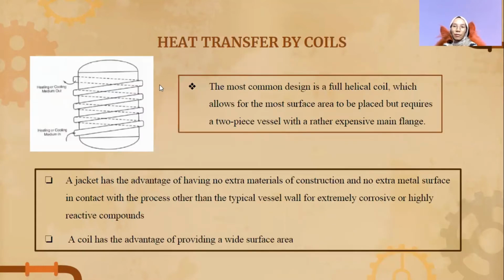Next is heat transferred by coil. The most common design is the full helical coil, which allows the most surface area to be placed but requires a two-piece vessel with a rather expensive main flange. A jacket has the advantage of having no extra materials of construction and no extra metal surface in contact with the process other than the typical vessel wall, for extremely corrosive or highly reactive compounds. A coil has the advantage of providing wide surface area.